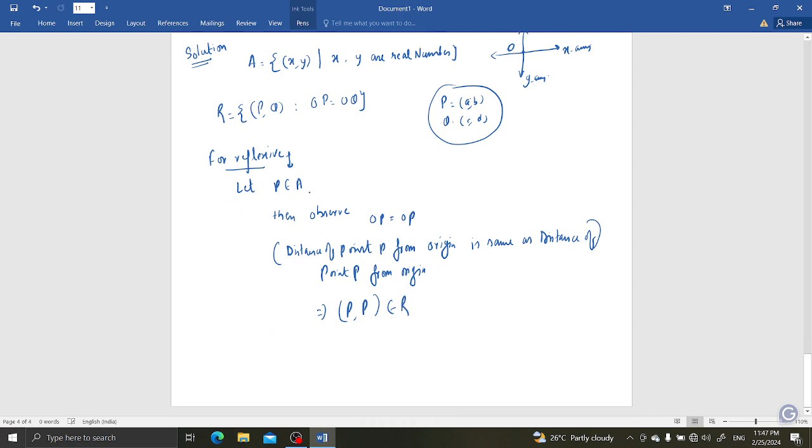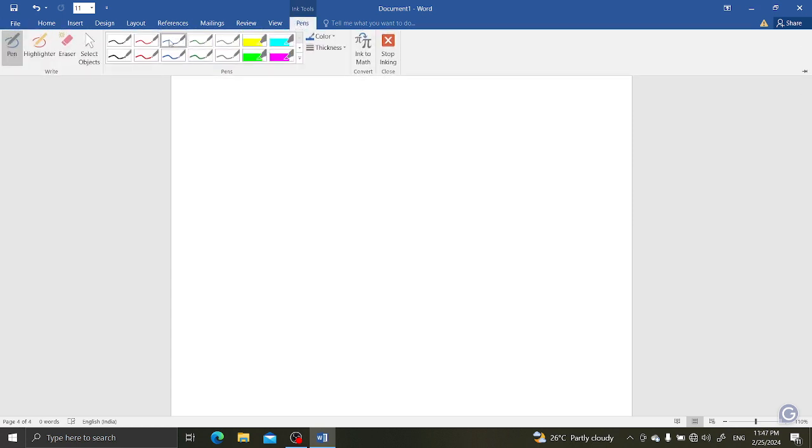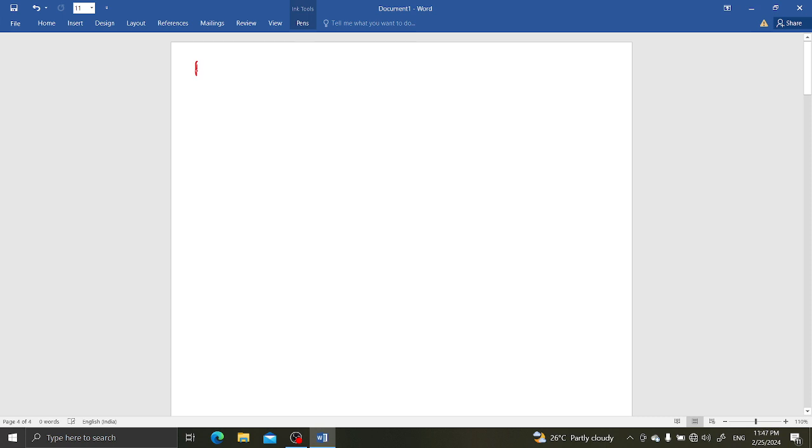Here you can observe that P is an arbitrary element of A. That means if I take any element in the Cartesian plane or xy plane, then obviously (P, P) belongs to R. So it implies that R is reflexive on A. We have proved this here. Now the next one, symmetric, we need to prove. I'll change the color.